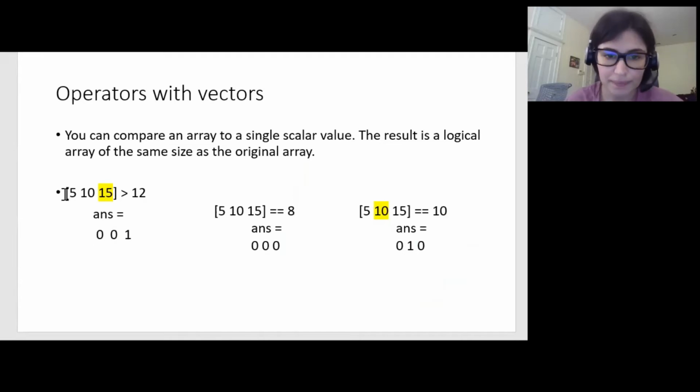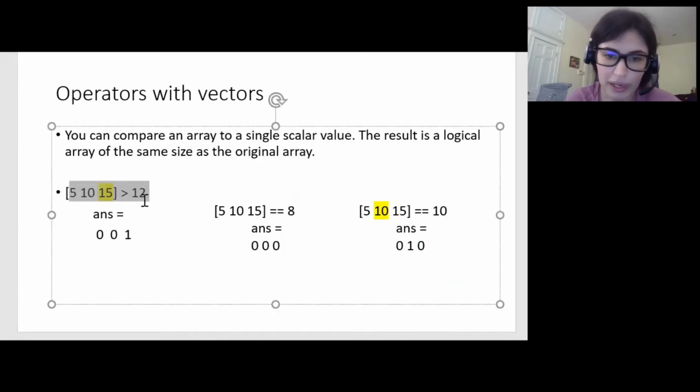So for example, here in this first example, we ask where in the vector a value is bigger than 12. So we ask, is 5 bigger than 12? No. So the result is false, 0. Is 10 bigger than 12? No. So the result is 0. Is 15 bigger than 12? Yes. And so the result is 1. And so the vector that you receive is going to be 0, 0, 1. And same logic for the other examples.